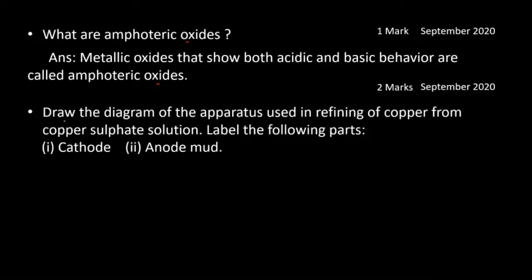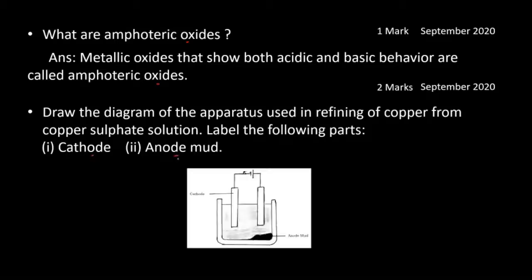Next question is, draw the diagram of the apparatus used in refining of copper from copper sulfate solution. Label the following parts. First one is cathode, second one is anode mud. Draw the diagram neatly and label the parts.